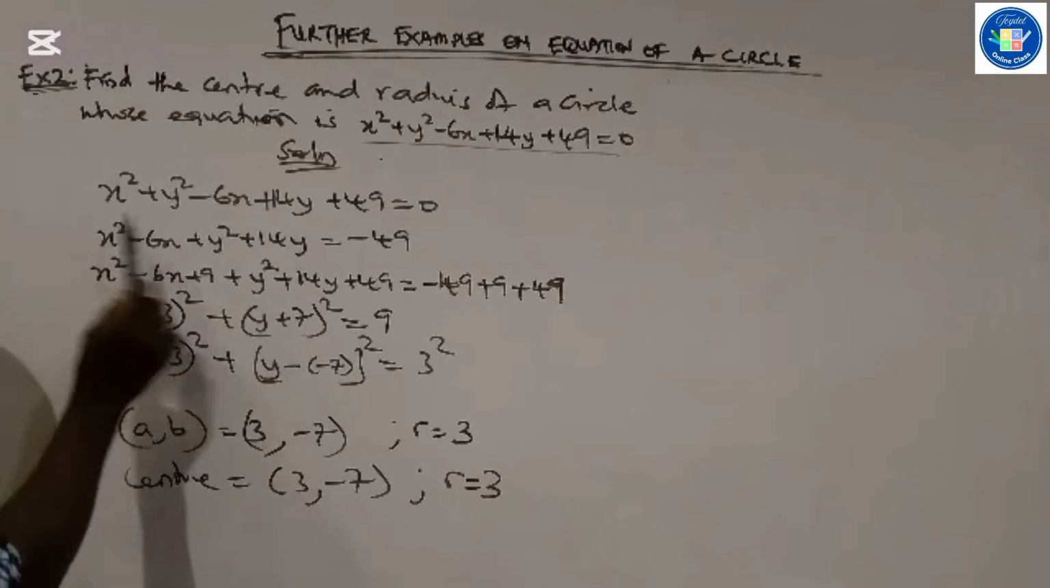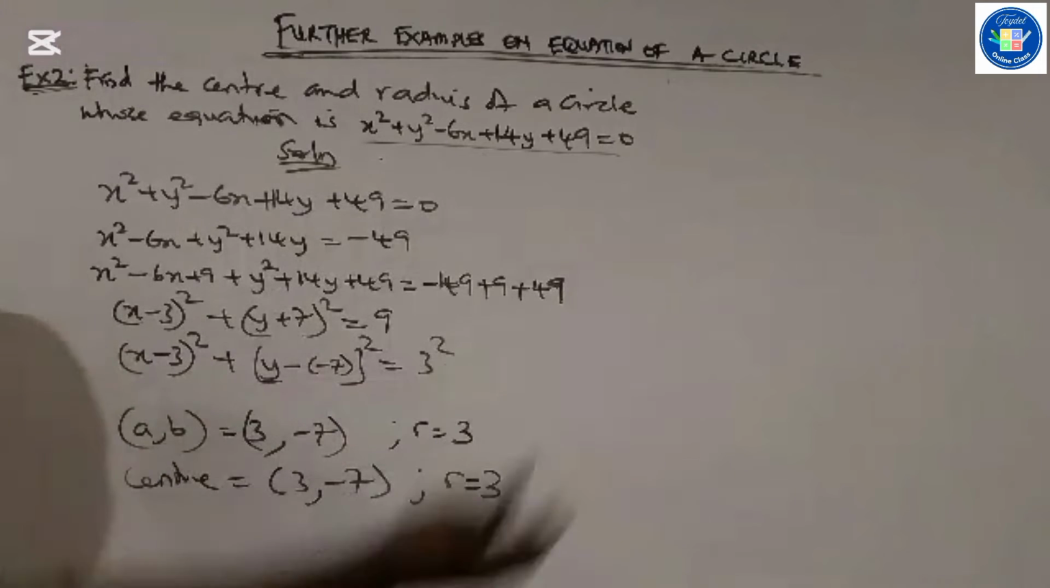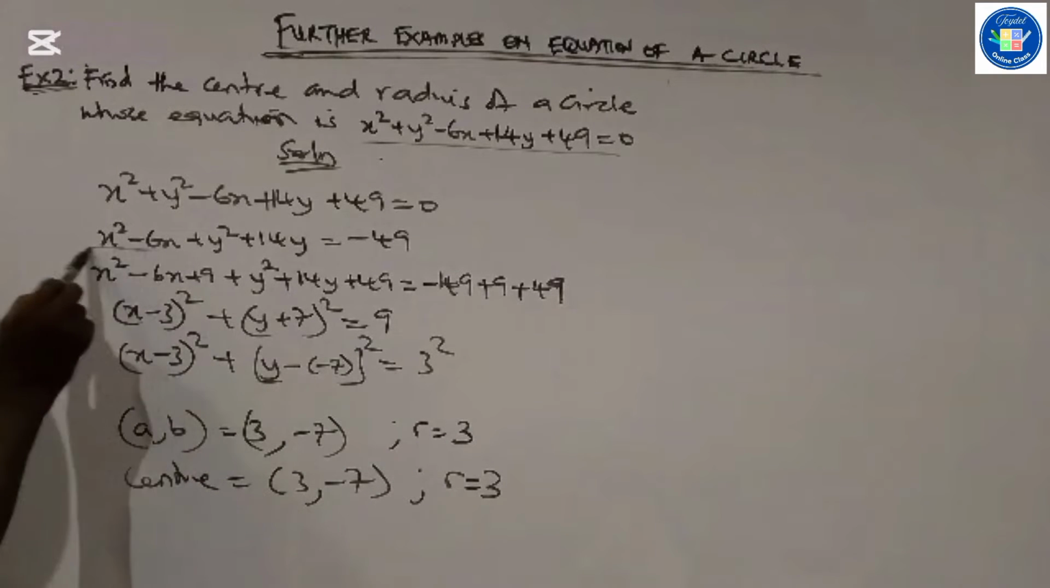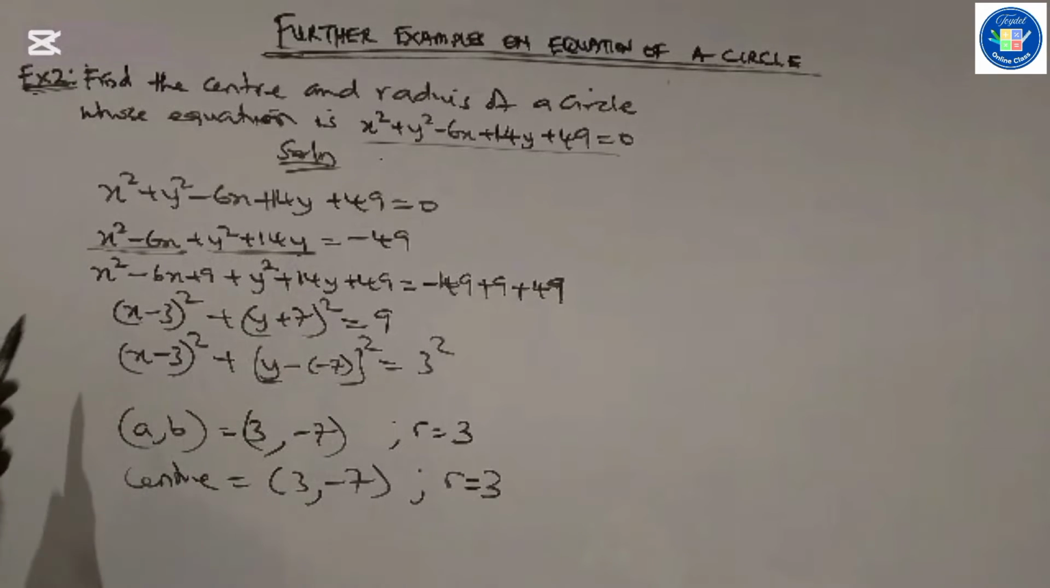We bring x terms together and y terms together. Then we transfer the constant to the right-hand side, as we have it on the board. Then at this point, how do we express this?